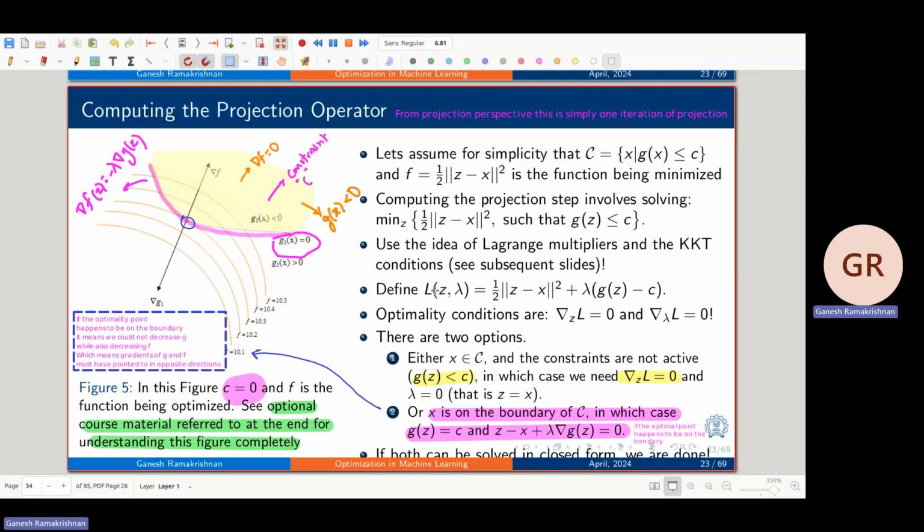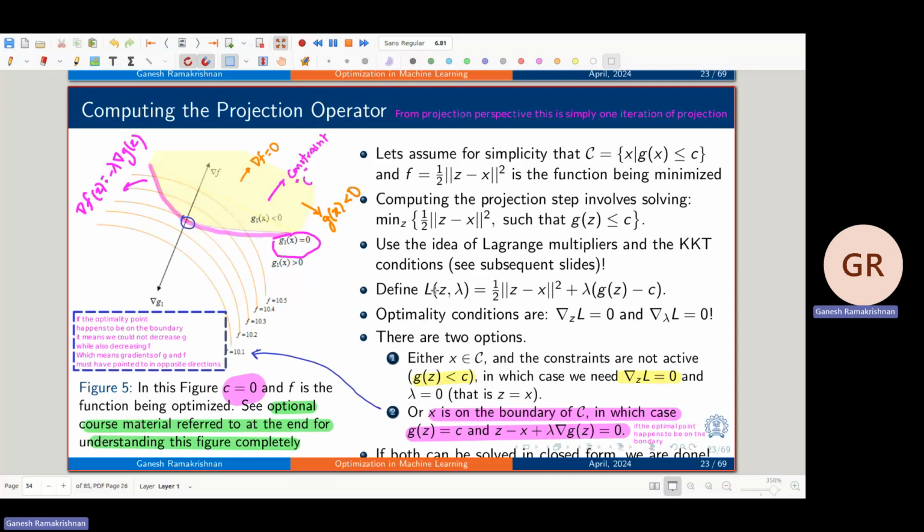If x is on the boundary, g(z) equal to c, and if you take the derivative, z minus x plus lambda times the gradient of g(z) is 0, which means z minus x and the gradient of g(z) are in opposite directions. So I'm connecting the interpretation with respect to the figure and the derivative of the Lagrangian going to 0, in the case where the optimal point is on the boundary. That is point 2.